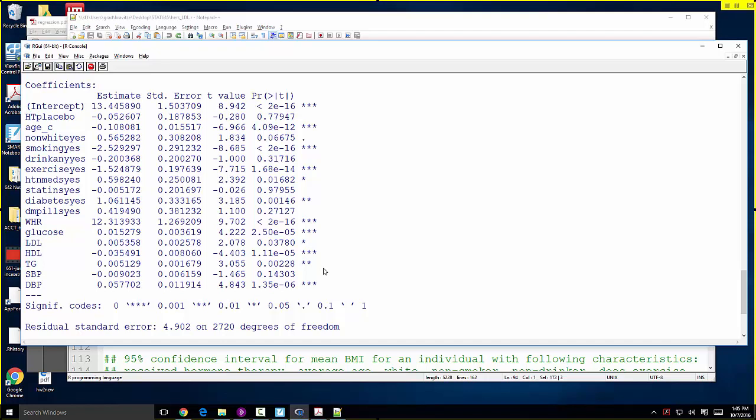The multiple testing stuff is most relevant when you have multiple tests that are all trying to answer the same question. You can think of each of these separate p-values as an answer to a specific question. The p-value for HT placebo is the p-value for is there a treatment effect, adjusted for everything else. So long story short, you don't have to do multiple testing adjustment when you have a regression model and p-values for every coefficient.